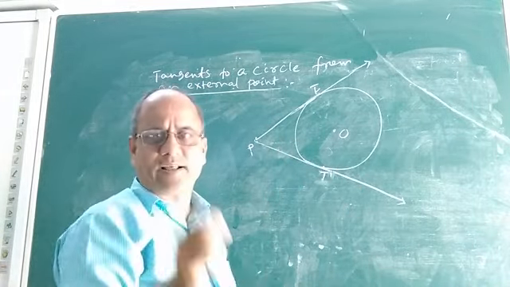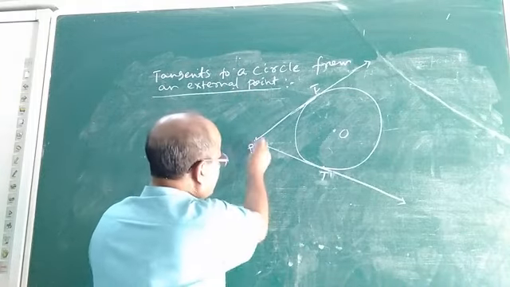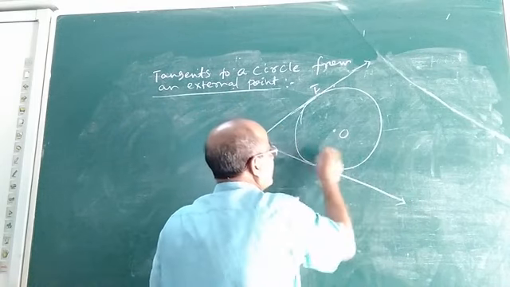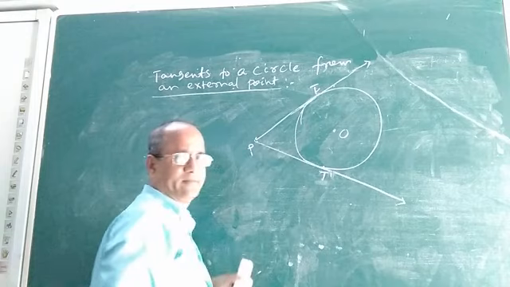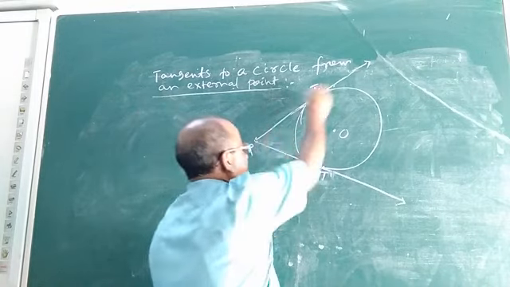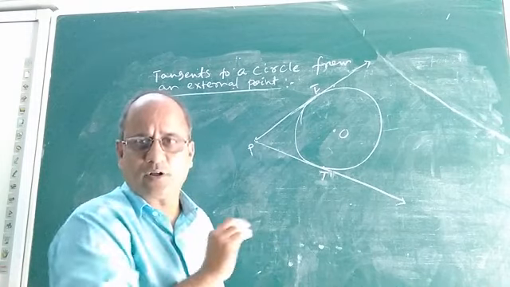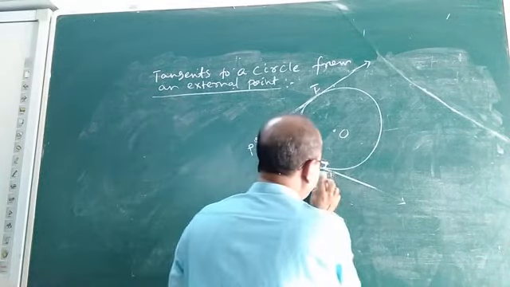You know what a tangent is? A tangent is a line which touches the circle at exactly one point. Look at PT dash and PT. These two lines touch the circle at exactly one point each, here T and here T dash. So no doubt PT and PT dash will be the two required tangents. But how do we draw them? How do we construct these two tangents? See, what are the steps?